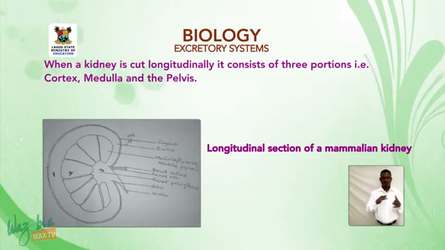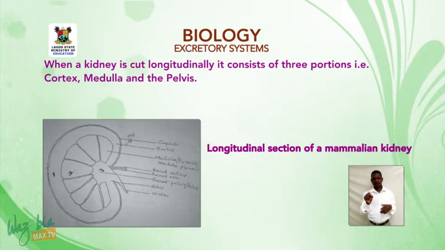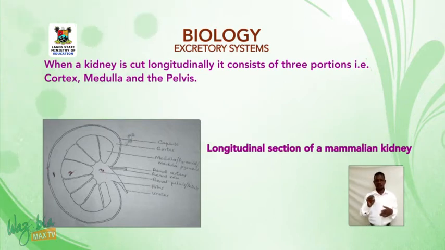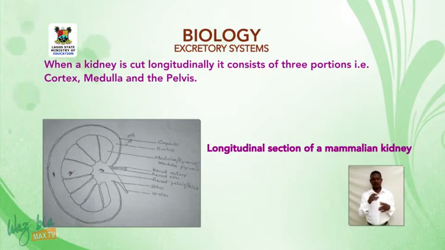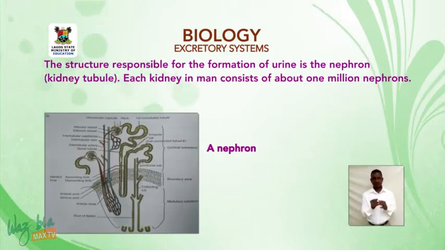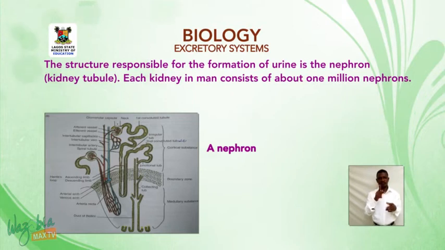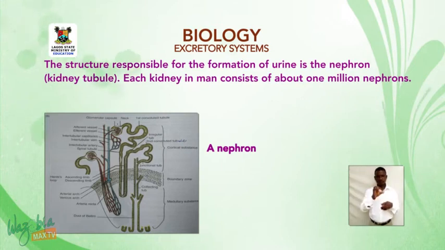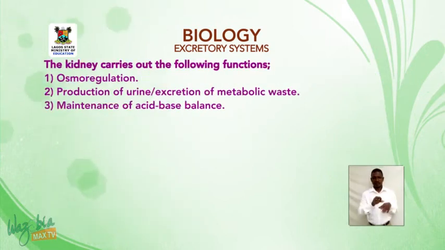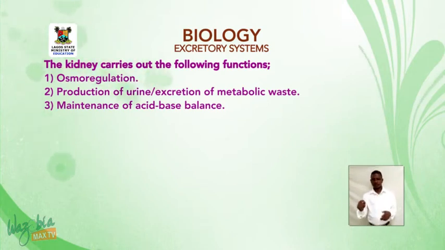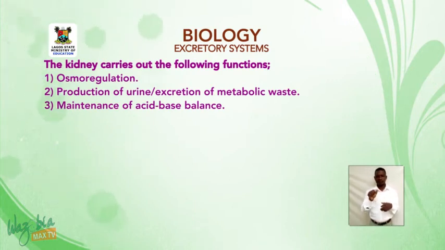When a kidney is cut longitudinally, it consists of 3 portions: cortex, medulla, and pelvis. The structure responsible for the formation of urine is the nephron, kidney tubule. Each kidney in man consists of about 1 million nephrons. The kidney carries out the following functions: osmoregulation, production of urine or excretion of metabolic waste, maintenance of acid-base balance.